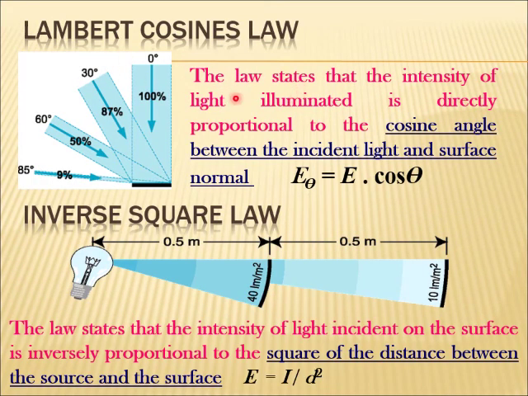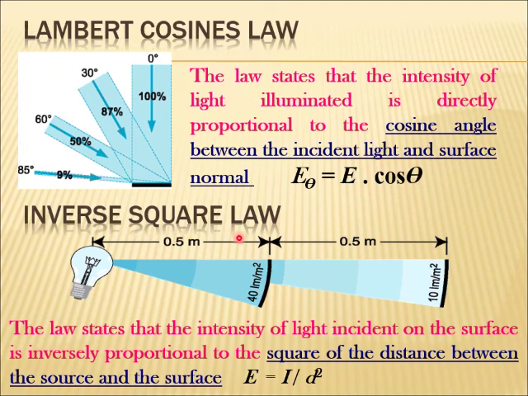Before concluding this video, let us state Lambert's cosine law and the inverse square law. Lambert's cosine law states that the intensity of the light illuminated is directly proportional to the cosine of the angle formed between the incident beam and the surface normal. The illumination is maximum at theta equal to 0 degrees because cos 0 is 1.